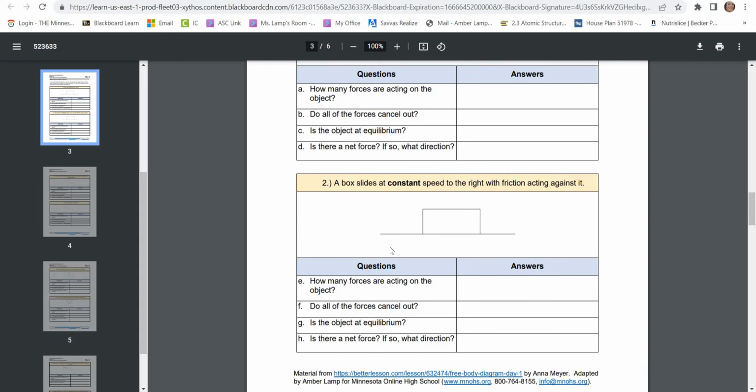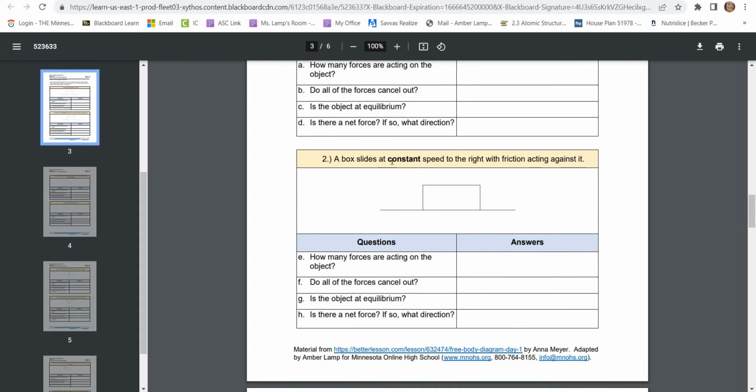Now, if you look at, let's say number 2, for example, it says a box slides at constant speed to the right with friction acting against it. So this is a constant speed, which means it doesn't have a net force. And we can expect all of the forces to cancel each other out, depending on what axis they're on. So if we're having a box slide to the right with friction acting against it, we're going to have some applied force going to the right. So it'd be an arrow going this way with FA. Friction would be going the opposite direction. So we would have a vector going to the left with FF if you wanted to use it.